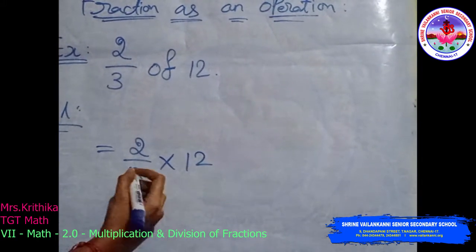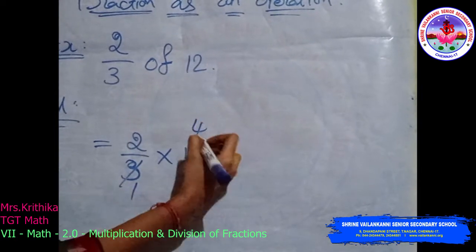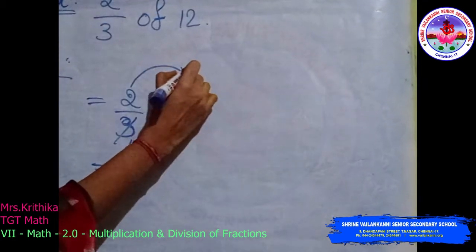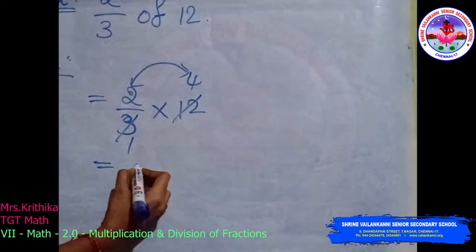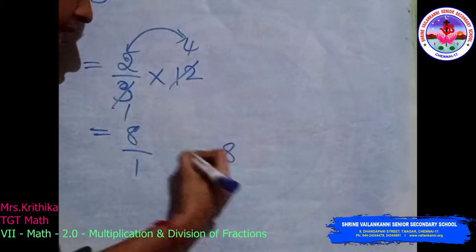Of means multiplication. Multiply by 12. Okay. First using the cancel out. This is 1 times, 4 times. 2. Next you can multiply 2 and 4. 4 2s are 8. Denominator is 1. The answer is 8.